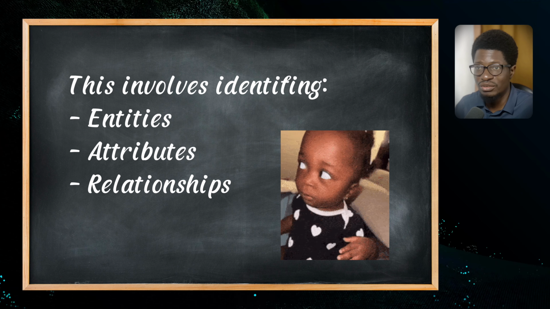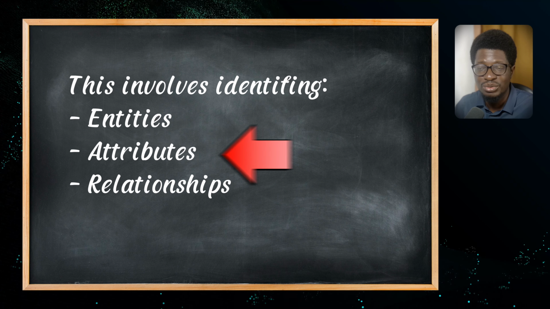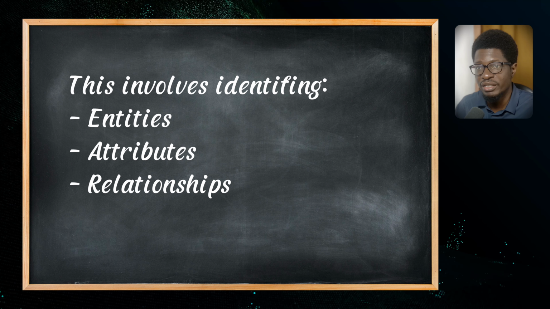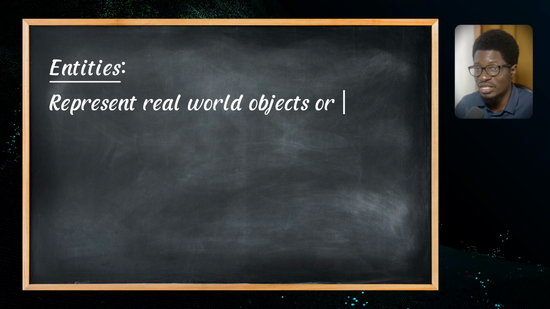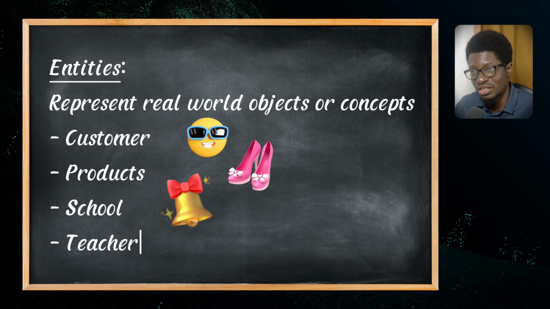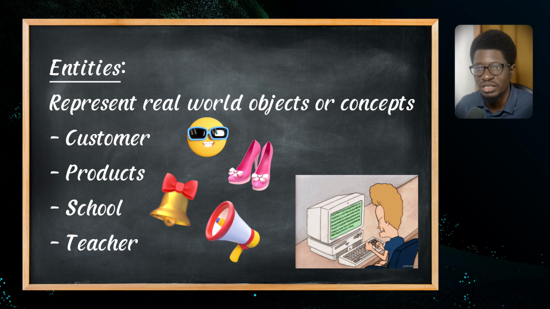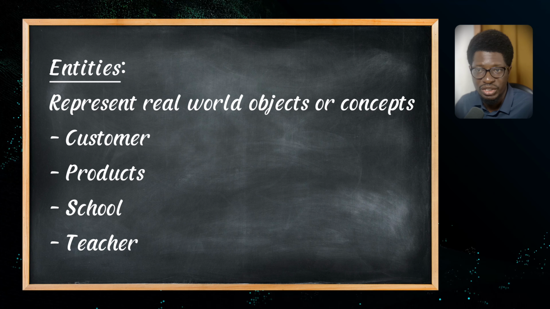Okay, I've mentioned quite a lot of jargon there. So I mentioned entities, attributes, and relationships. These three things are keywords, and I need to explain them. An entity represents real-world objects or concepts, e.g. customers, products, schools, teacher, or vendor. Just imagine it, whatever application you are building, you will deal with entities. These are the things that interact with your application.